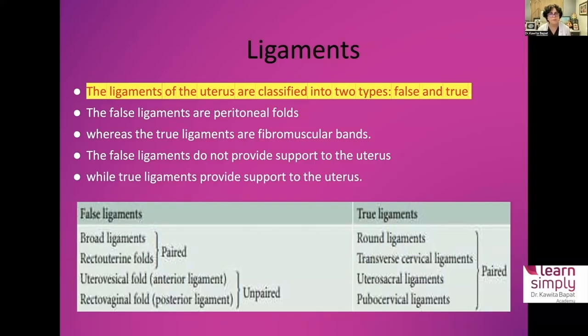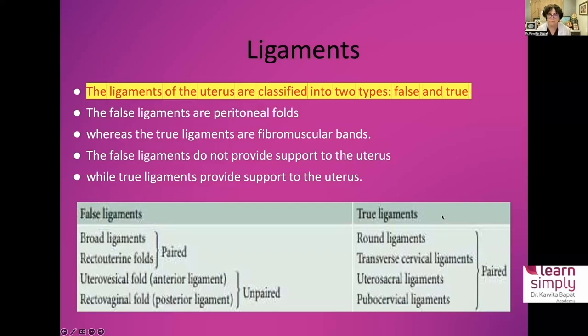So basically, the false ligaments are the broad ligaments and the rectouterine folds; they are paired because they are on both sides. The uterovesical fold, the anterior ligament, and the rectovaginal fold, the posterior ligament, are unpaired because there is only one of each over there.